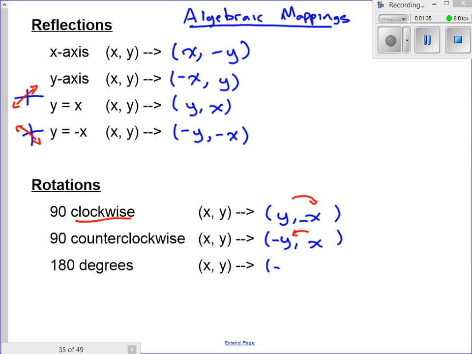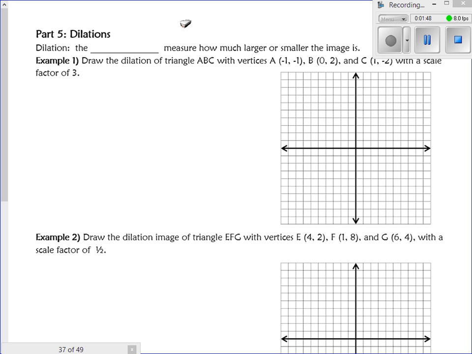And then one that a lot of you recognized on your own pretty quickly was 180 degrees, where the point didn't change positions, but you switched the sign on x and y. So moving forward to what we're going to talk about today with dilations. A dilation is basically going to make things bigger or smaller. One of the big terms for us in here is what's called a scale factor. And that's just going to tell us how much bigger or smaller to make it.